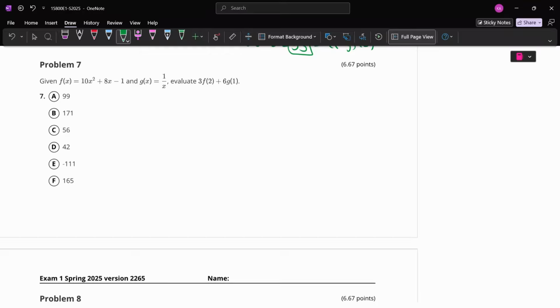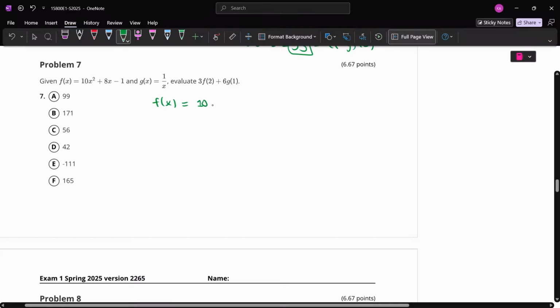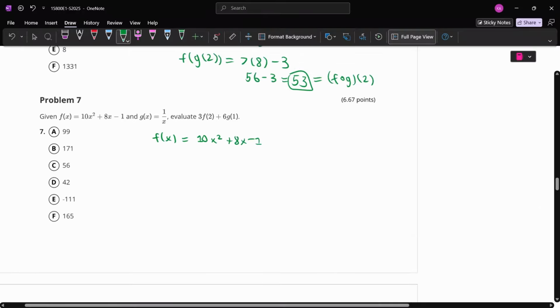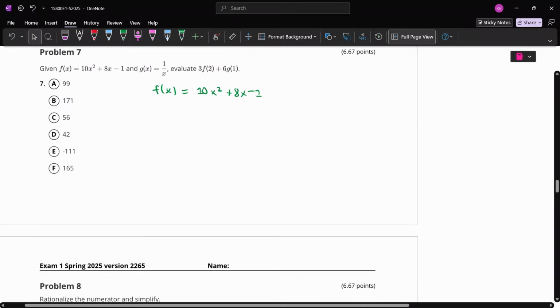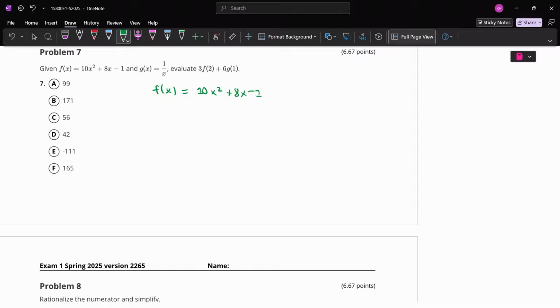So I'm going to start with the function f of x, and then I'm going to work my way over to g of x, and then I'm going to bring it all together and mash it together into a simple answer. So we know that in the case of f of x, f of x is equal to 10x squared plus 8x minus 1. And in this case over here, we have an f of 2 term. So we're going to have to figure out what f of 2 is.